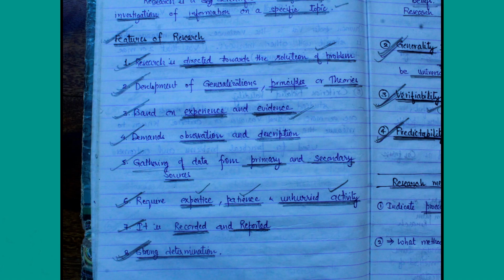Second, development of generalizations, principles or theories, right? There we have certain theories based on different experiments. So we will develop generalization. Generalization means, suppose I have done a certain experiment at Delhi at IARI. Are the results valid for the Tamil Nadu region? Are the results of that experiment valid for the UP region, other regions? If they are valid, then it is generalized.